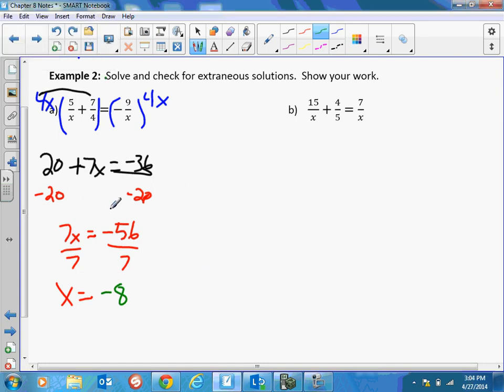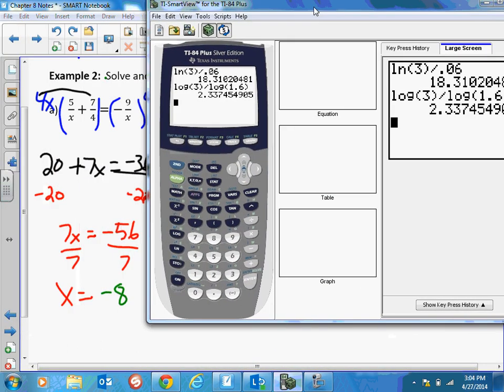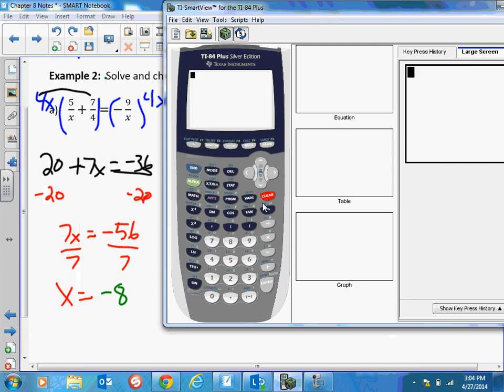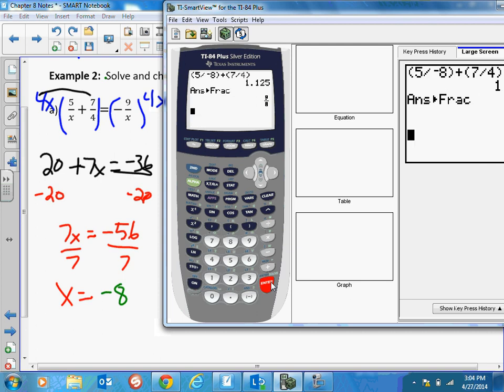Okay. So if we plug negative 8 back in, we have 5 divided by negative 8 plus 7 divided by 4, which as a fraction would be 9/8. And if you put negative 9 divided by negative 8, you get 9/8 as well, so we know it checks out.